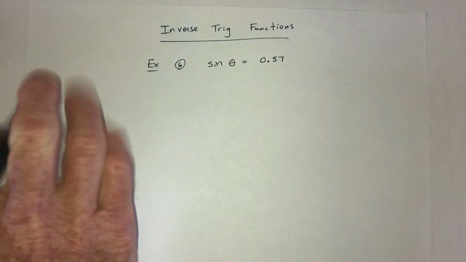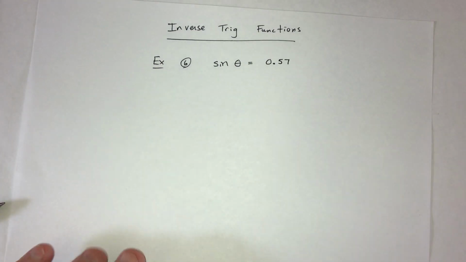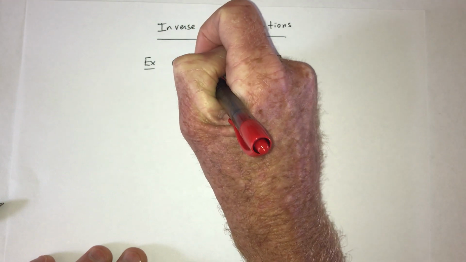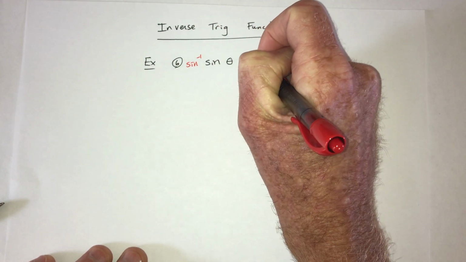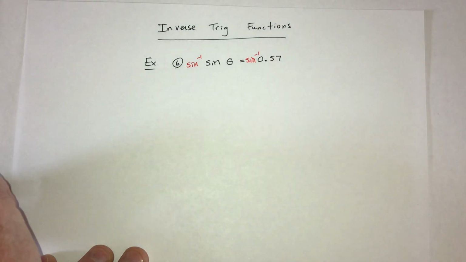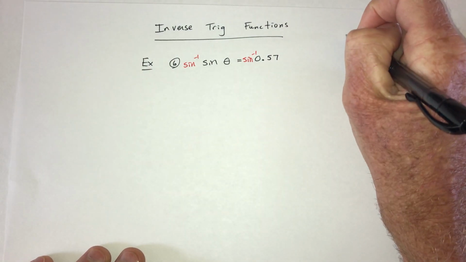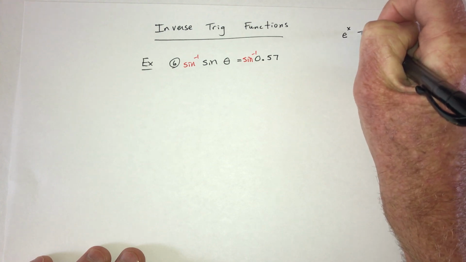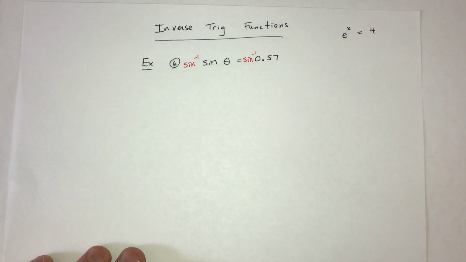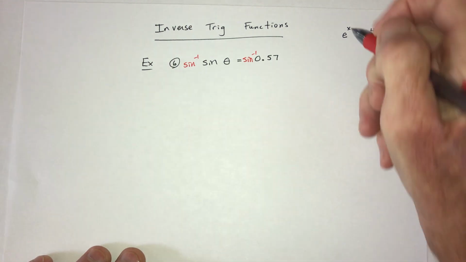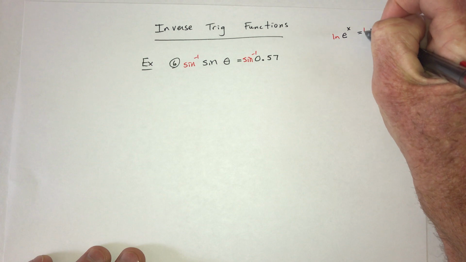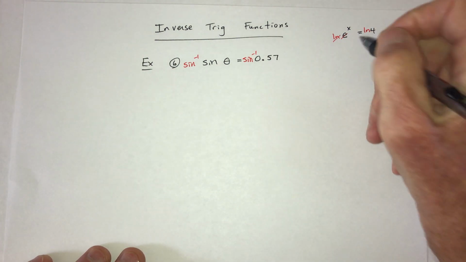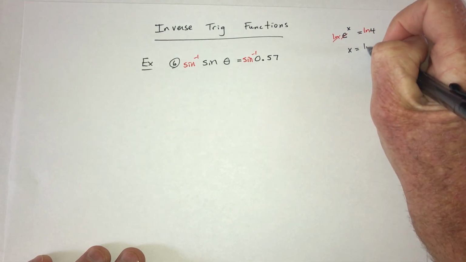Well, guessing and checking takes too long, so there's a fast, easy way to do it. And that is you take sine inverse of both sides. So this is just like in algebra, if you had e to the x equals 4. Well, the inverse function of e is the natural log. So you would take the natural log of both sides. These two cancel each other out. And then it would leave you x equals the natural log of 4.